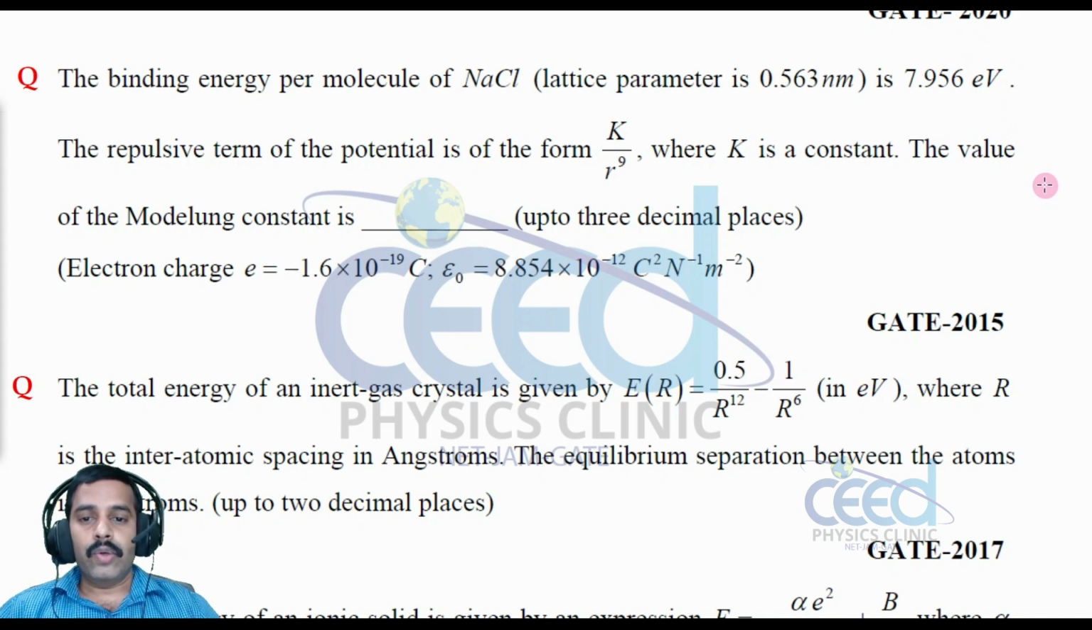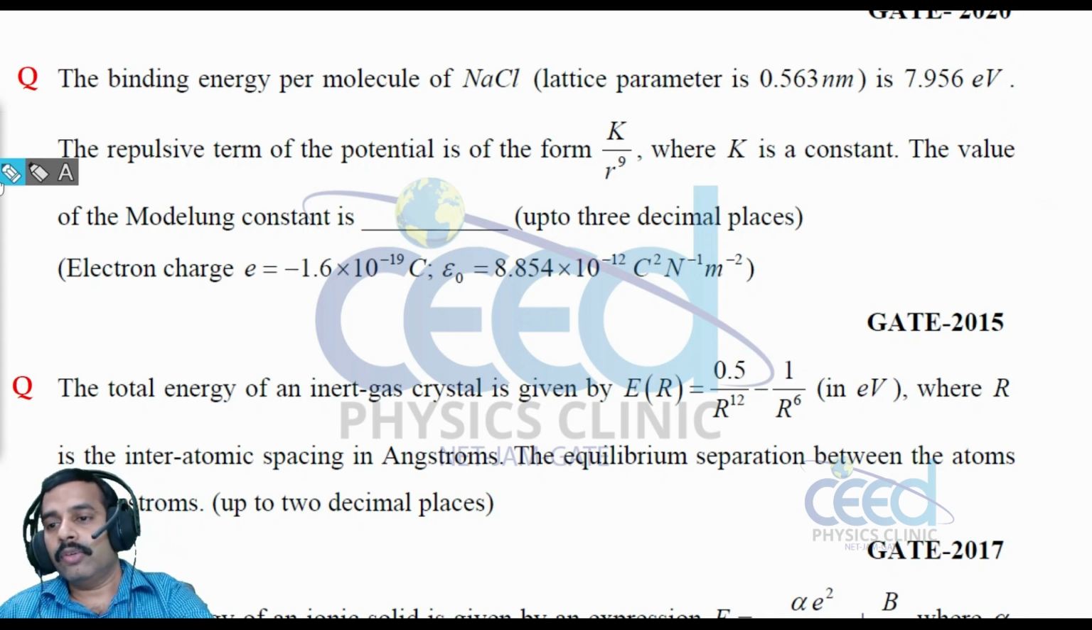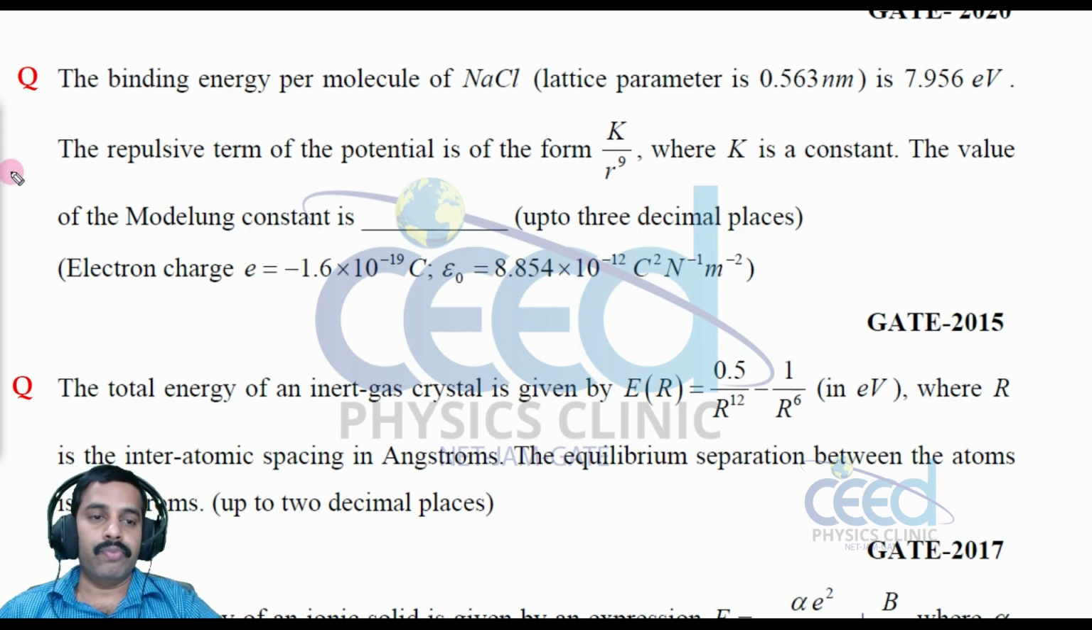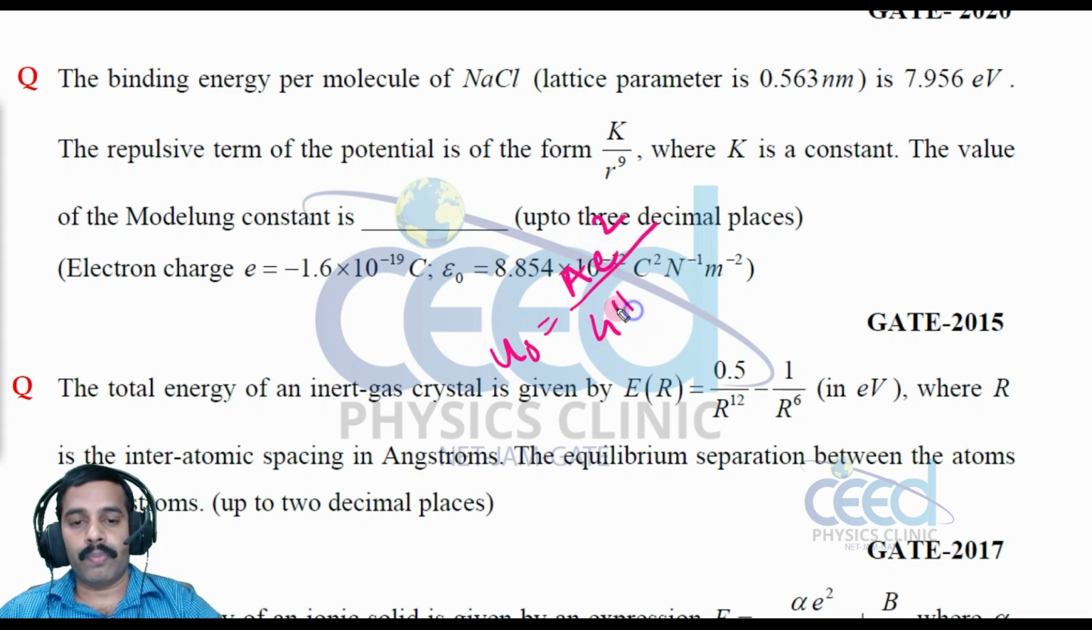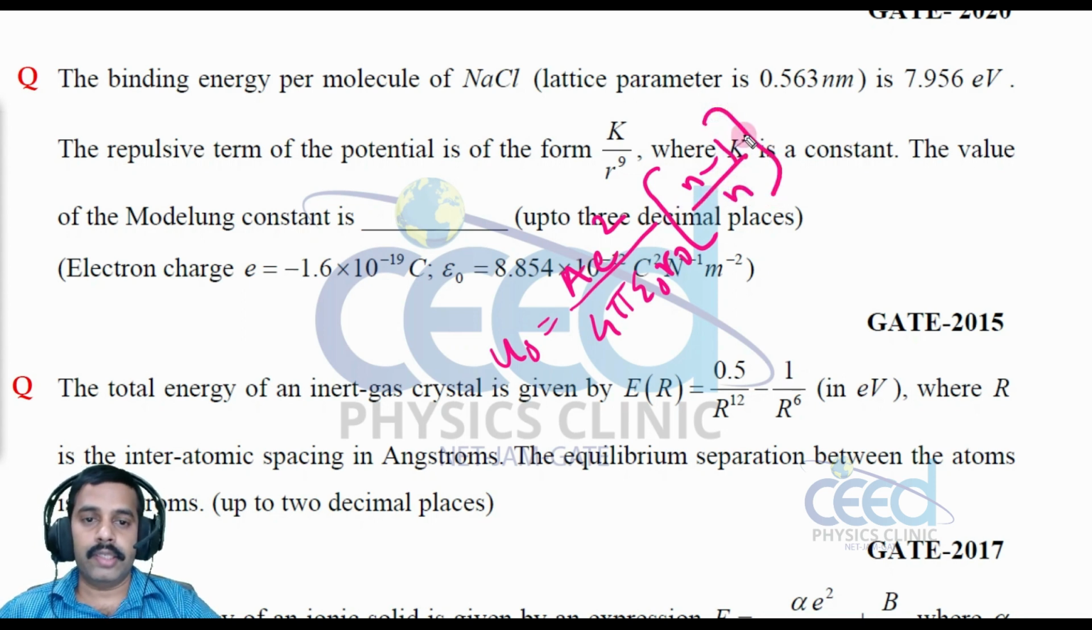At the equilibrium separation, we have studied the expression for the binding energy, U0, that is equal to A e square divided by 4 pi epsilon 0 r0, into (n minus 1) by n, or 1 minus 1 by n. What is this n? n is the power of the repulsive potential. So we have all the terms given, so we can substitute all the values.